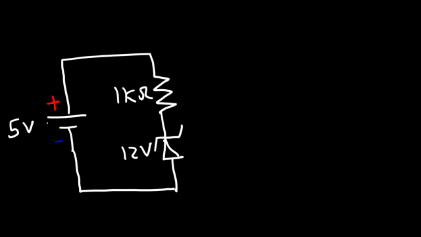Now, because the input voltage of the circuit is less than the reverse breakdown voltage of the Zener diode, no current will flow in this circuit. So the circuit is off. The current that's flowing in this resistor is 0 amps.